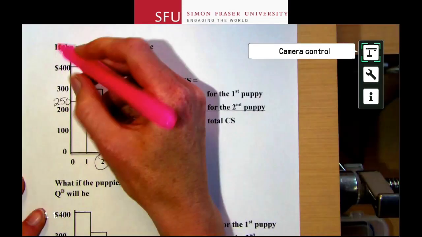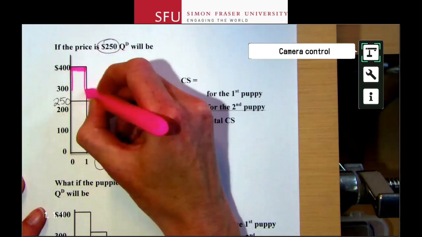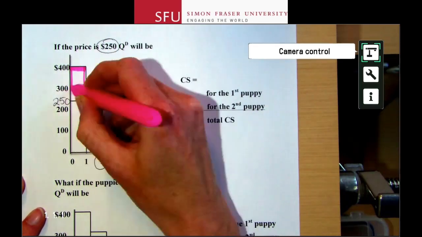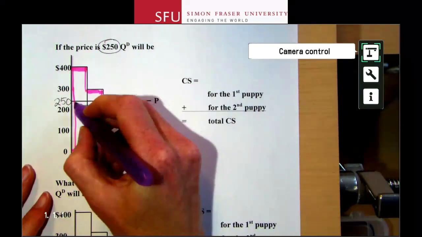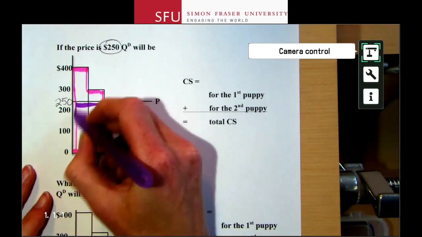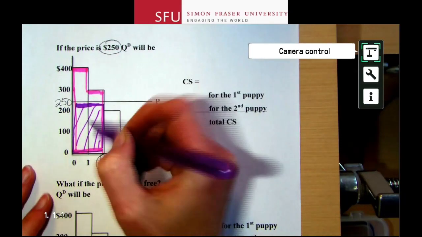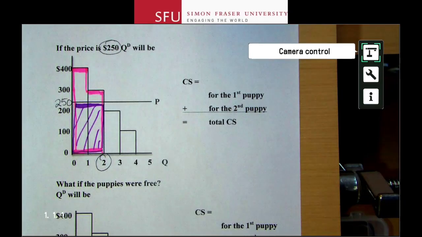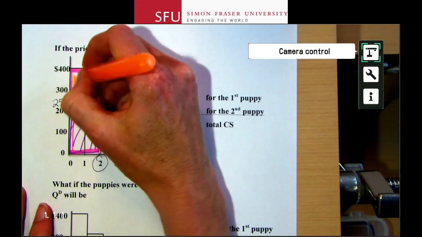Okay, so they buy 2 puppies. Their willingness to pay is $400 and $300, and they get 2 of them. So this will be their willingness to pay. And then the cost is the price times the quantity of 2. So this part will be their cost. And so then their surplus is obviously a lot smaller.